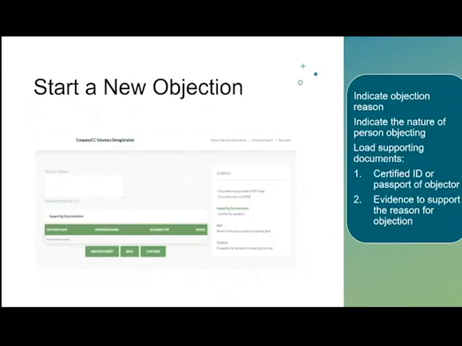The system will allow you to select the nature of who you are. Am I a creditor? Am I a director? Am I a member? Other. You'll have to upload a certified ID copy or passport. We need to know who the objector is and whether it's a legitimate person. And then you need to submit evidence. Now, the evidence can take any form to support your reason.